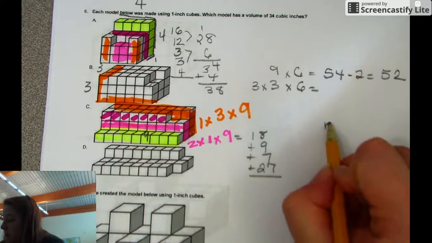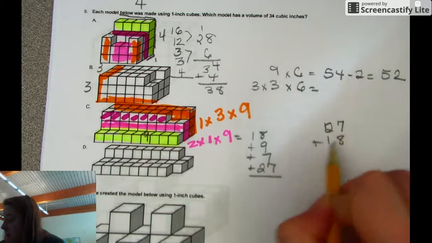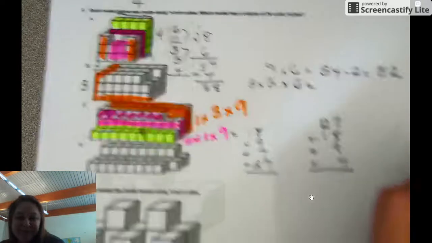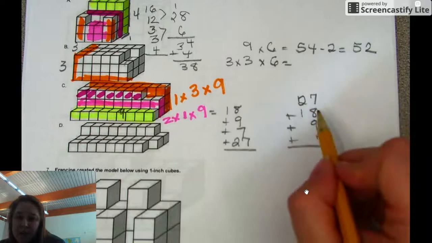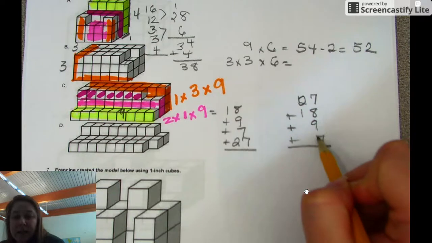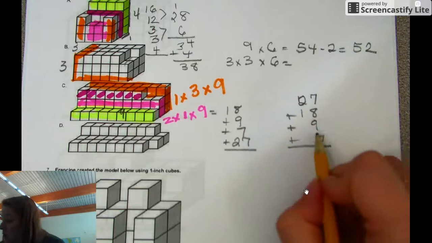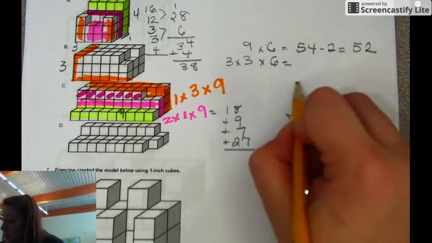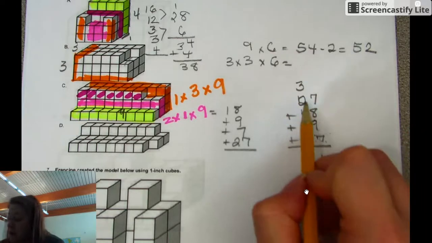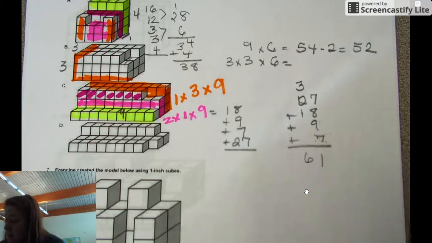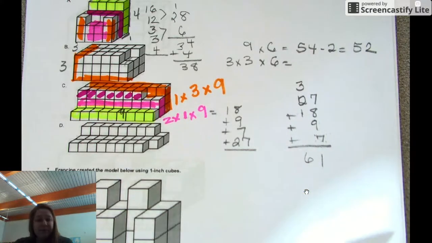And I'm going to line them up because I didn't line them up, and it's making my life harder because I would add them wrong. So let's do 7 plus 8 is 15, 16, 17, 18, 19, 20, 21, 22, 23, 24, 25, 26, 27, 28, 29, 30, 31, carry the 3. So then when I get over here, I get 3, 4, 5, 6. I get 61. Still not the answer that I'm looking for.